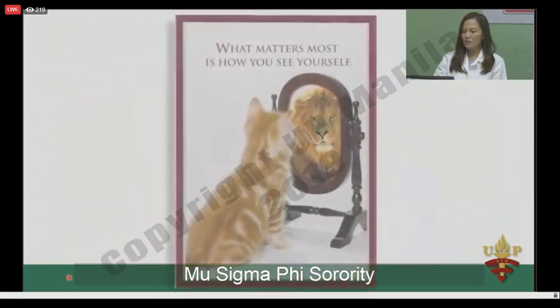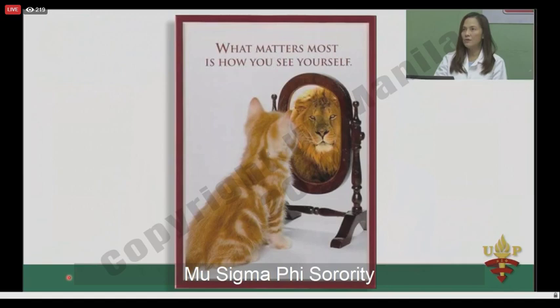Remember that what matters most really is how you see yourself. So if you're happy looking at yourself in the mirror, you'll be happy for the rest of your life. Thank you.